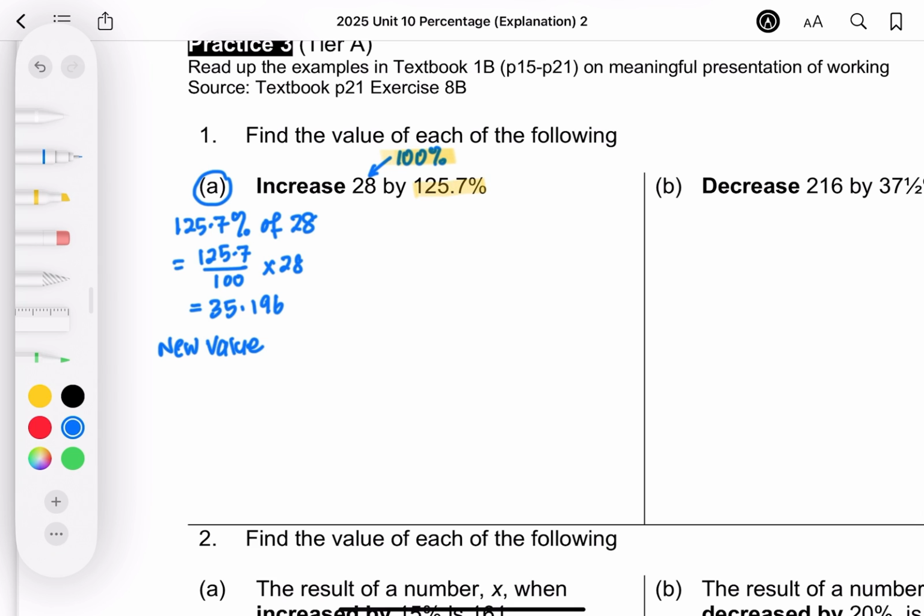And what we're going to do is, we're going to add the original 100%, which is 28, to the increased amount. And therefore, the answer is 63.196.